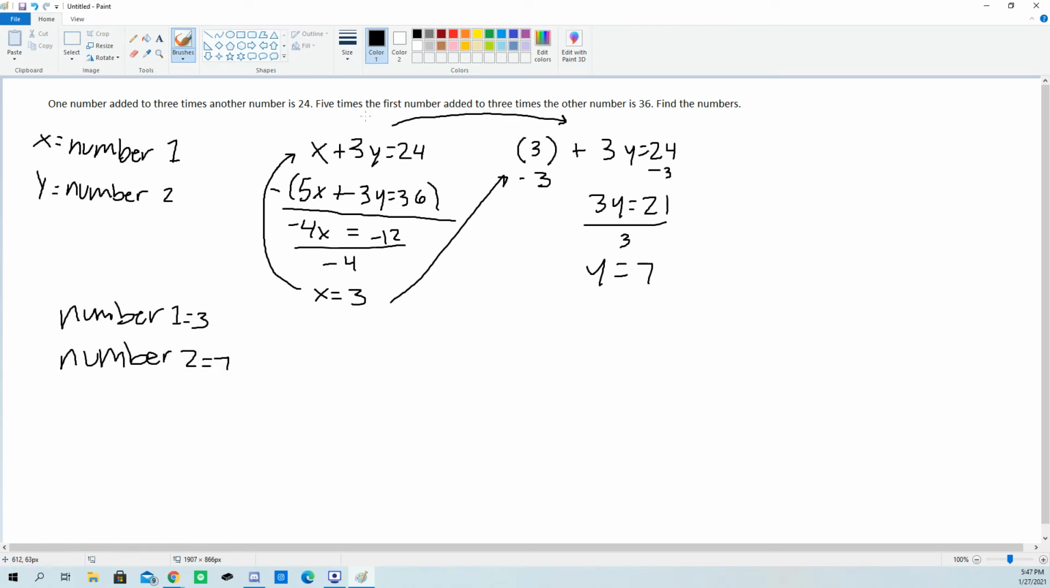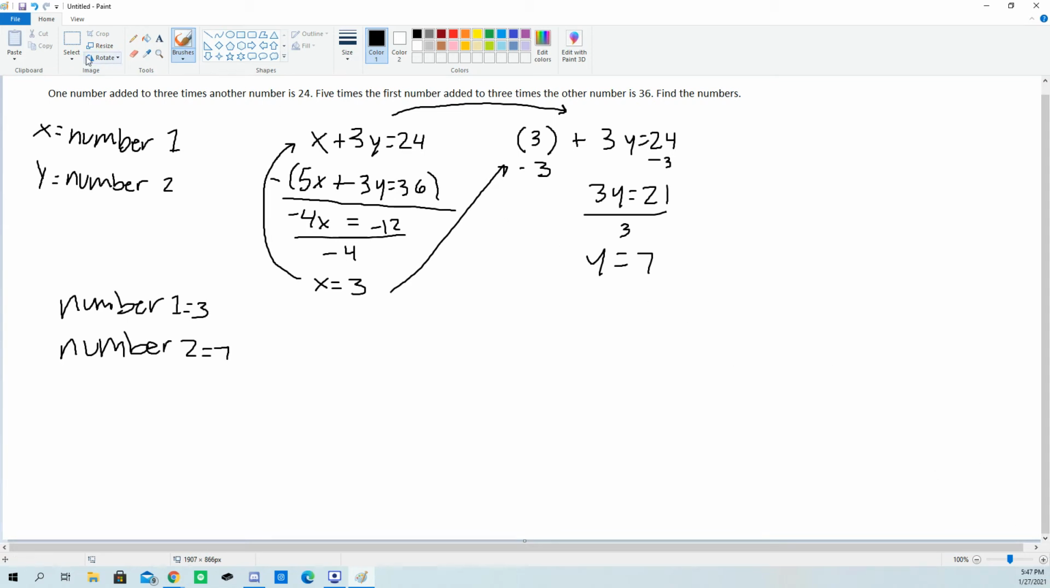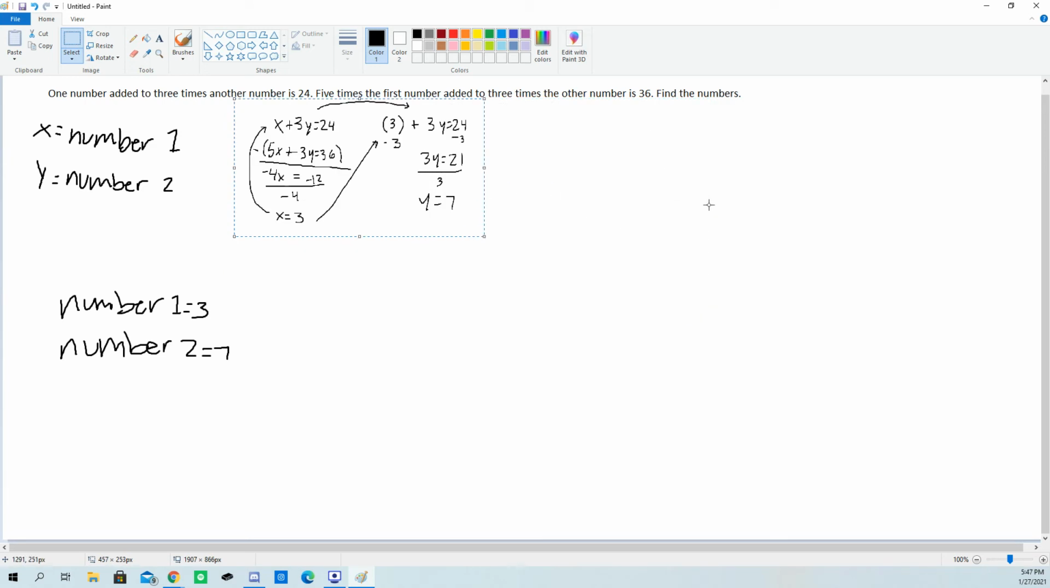Now, there's also another way that we could solve this problem that you might have learned in school. So, I'm trying to see if I can make this bigger. Okay, so we have our 2 equations: x plus 3y equals 24, and we have our other equation, 5x plus 3y equals 36.